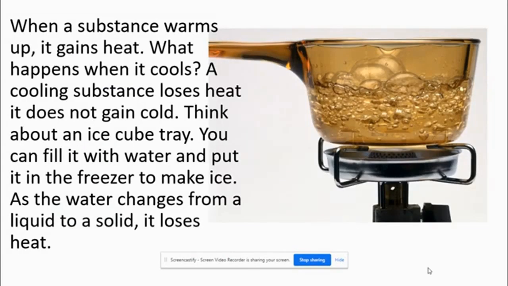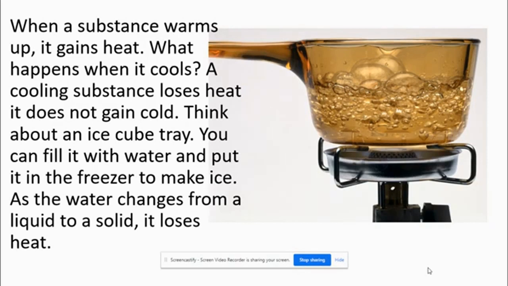When a substance warms up, it gains heat. What happens when it cools? As you see in this picture, you have the burner and it is heating the water in the container, okay? So when you remove that heat, obviously the bubbles will stop and then the temperature will go down. So it's losing heat. It's wanting to change to the heat of the room temperature.